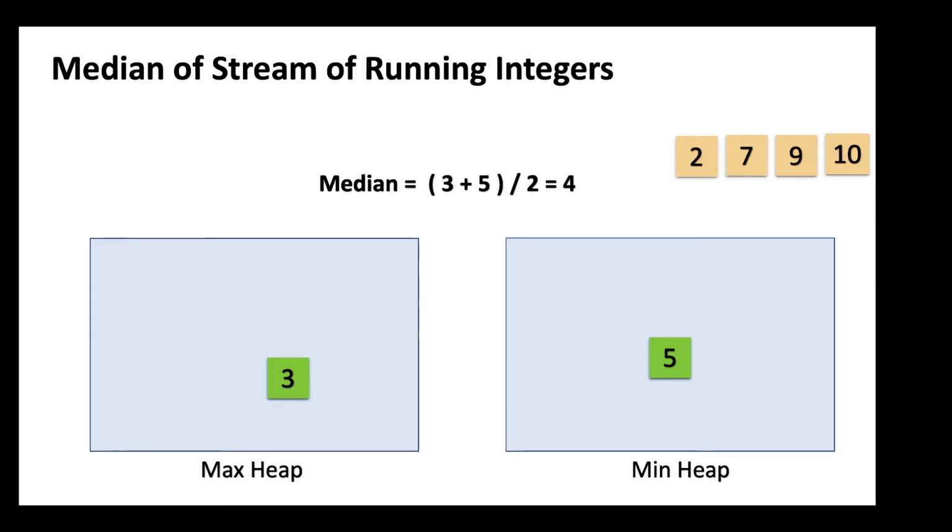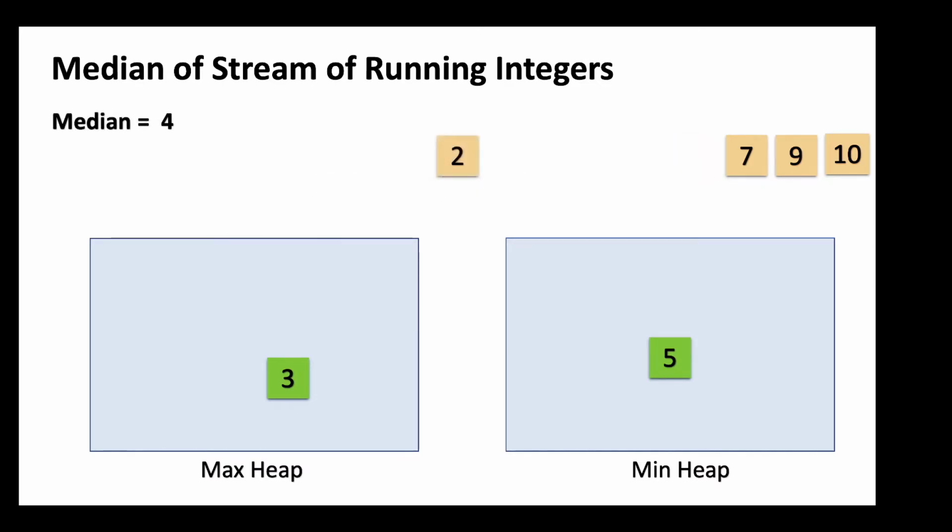So let's consider the next number, that is 2. As soon as 2 arrives as an input, we first have to determine which bucket it will go to. And to check that, we first have to compare this value with the root of the max heap.